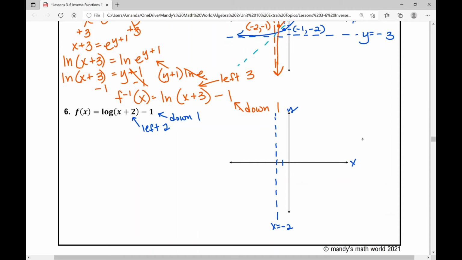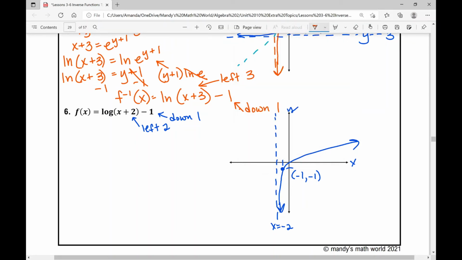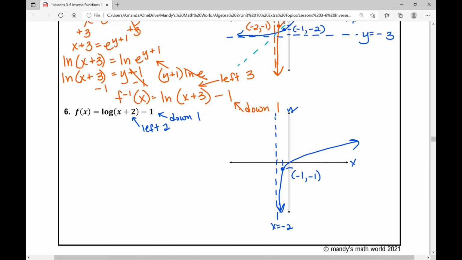And we're moving down 1 unit, so I know that key point is to the right 1 unit on the x-axis. In this case, we're going to move down 1 unit. So that key point is going to be at -1, -1. And it's going to take this shape right here. Just like that, right? Logarithmic function takes that shape. Okay, so now let's algebraically find the inverse function for this function.